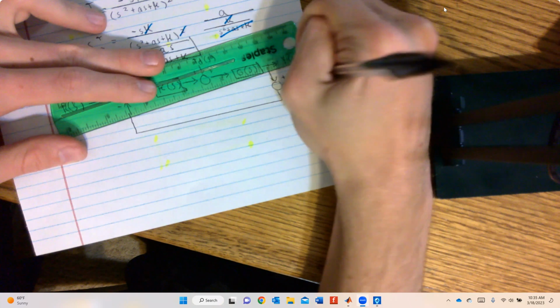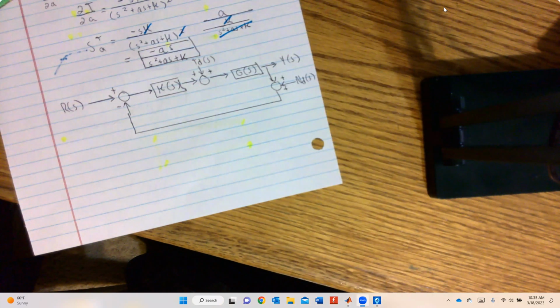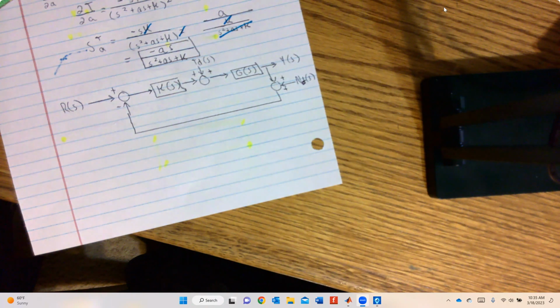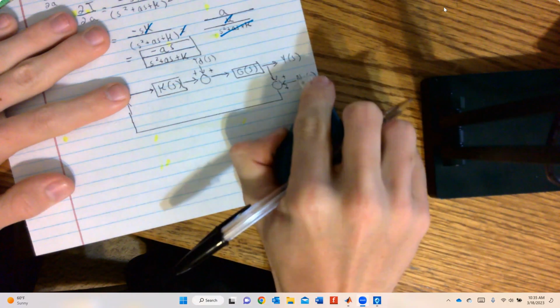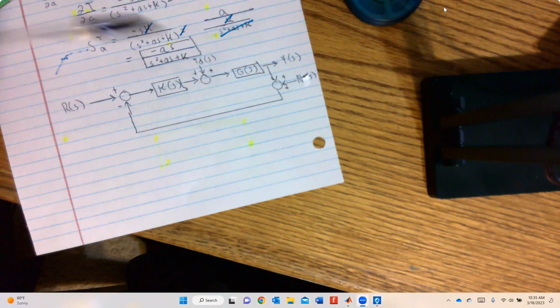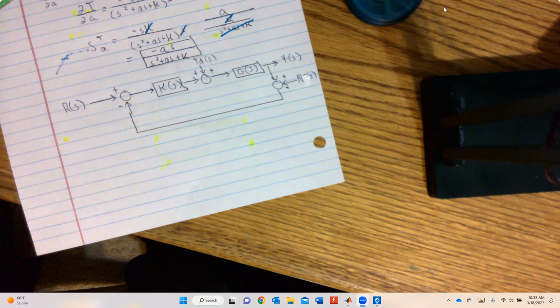Okay, so what's going to happen here. What we're going to have is basically an input, a disturbance, and a noise block here. And so we need to determine the output based on all those parameters.